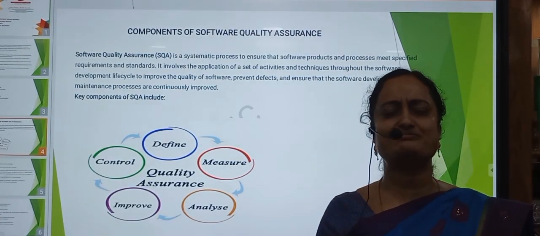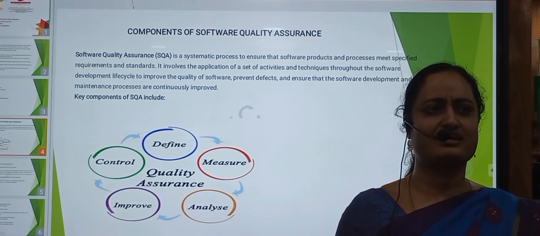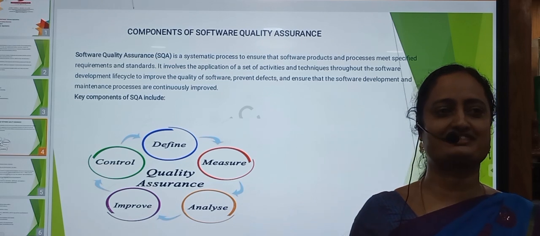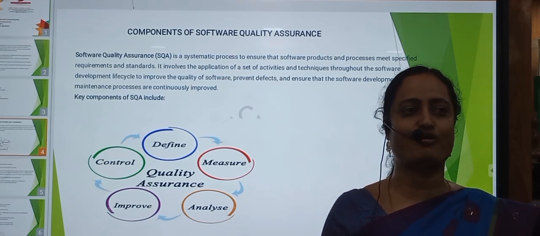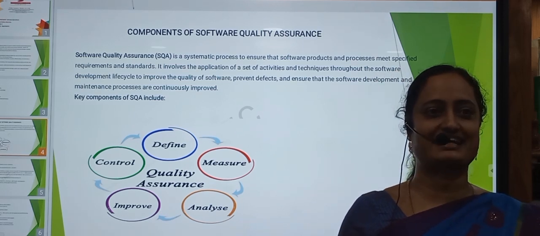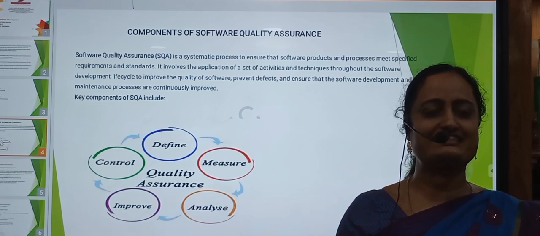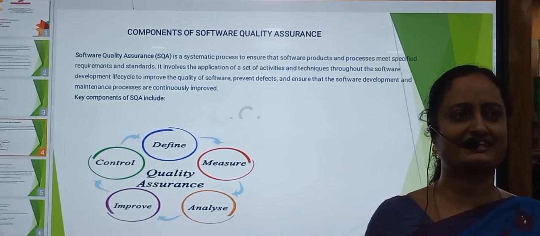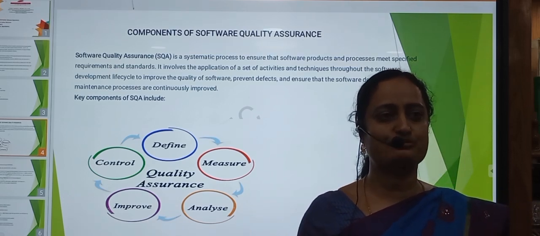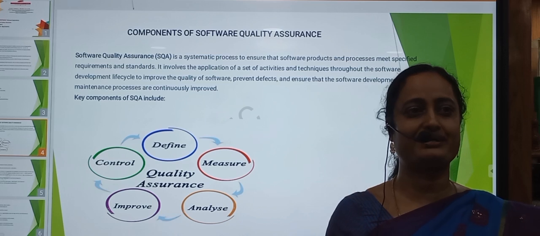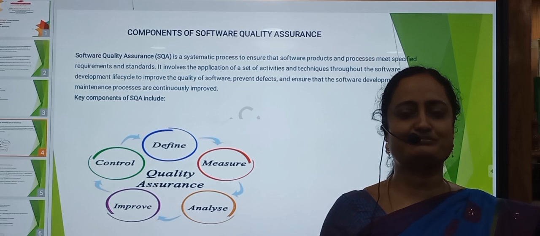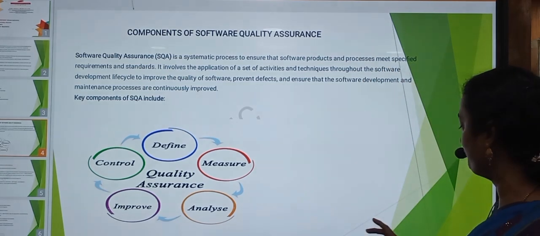So first, what is meant by software quality assurance? Software quality assurance is a systematic process to ensure the software product and process meet the specified requirements and standards. It involves the application of a set of activities and techniques throughout the software development life cycle to improve the quality of software, prevent defects and ensure that software development and maintenance processes are continuously improved.